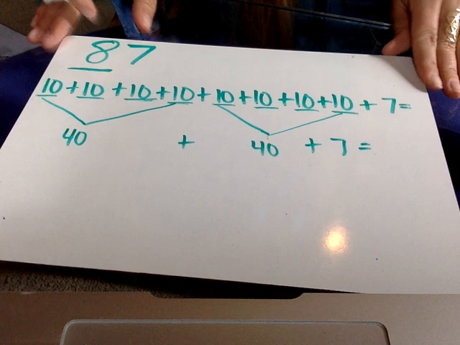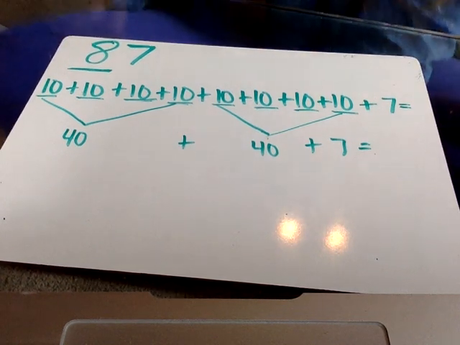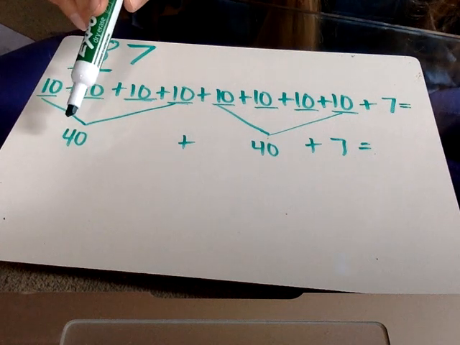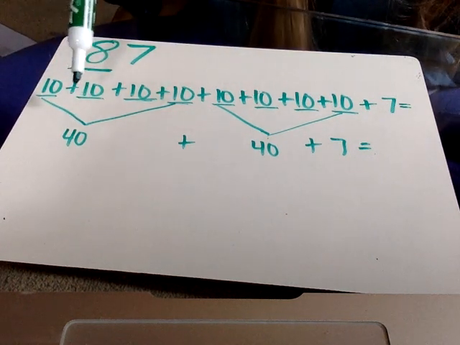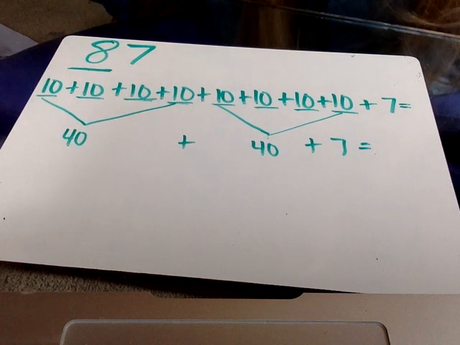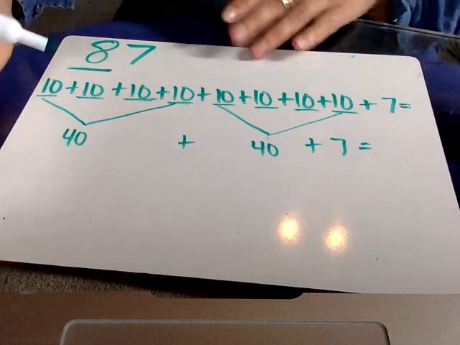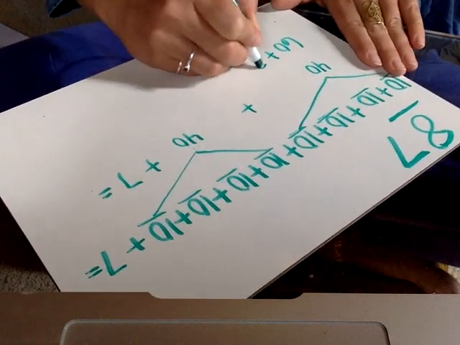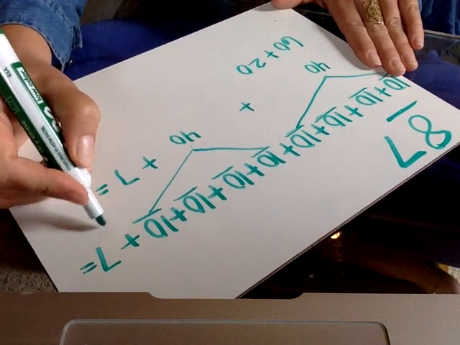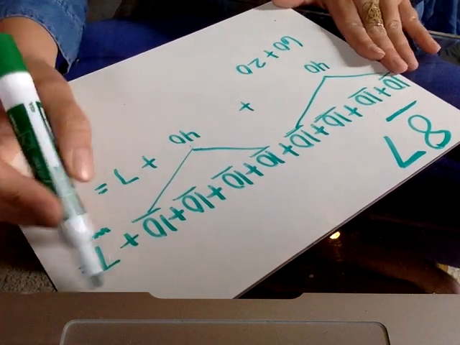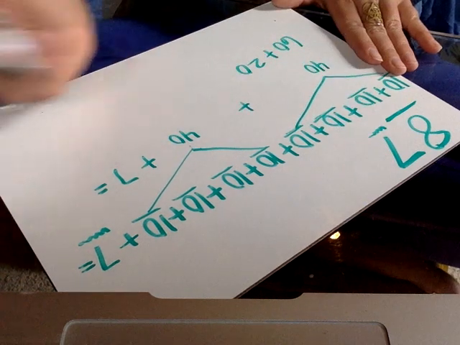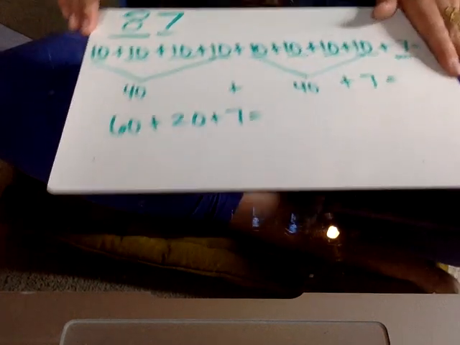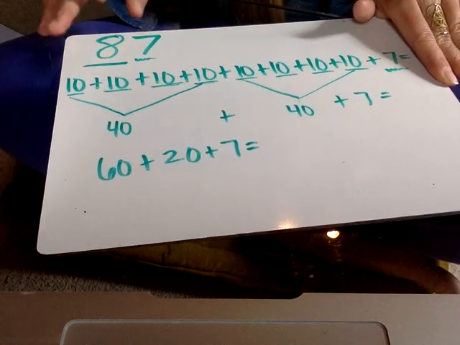Do you see that? Okay, then I can just think about all the different ways of how to make the number 8, but instead of using ones, I use tens. Okay, so I can say 6 plus 2 equals 8, and so that means that it's actually 60 plus 20, and then I cannot forget my ones over here, my 7, which is right here. Plus 7 equals 87. So that's one way.